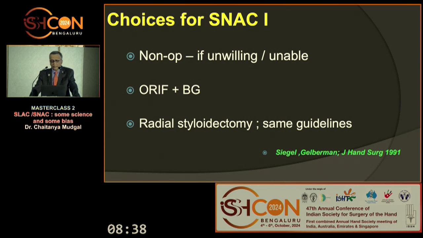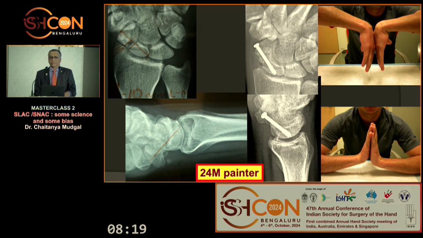For SNAC 1, non-operative only if patients are unwilling or unable. And usually, if it needs something doing surgically, it's very simple. It's open reduction internal fixation with bone grafting. And if you need a radial styloidectomy, we follow the same anatomical guidelines that I mentioned before. Now again, this is fairly garden variety treatment for a garden variety situation. SNAC 1 in this young male painter, and it was fixed many years ago with these headed screws, and it gives you a very predictable outcome.